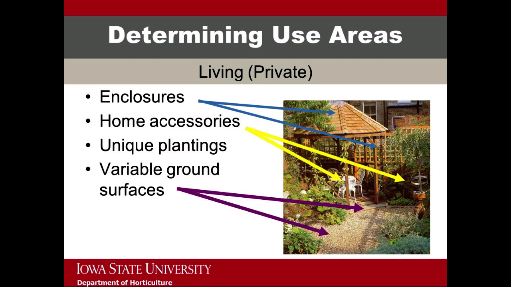And finally, there are two different ground surfaces, each of which serves a different need: a solid stone patio for the dining set and gravel for the walkway. These are identified with the purple arrows.